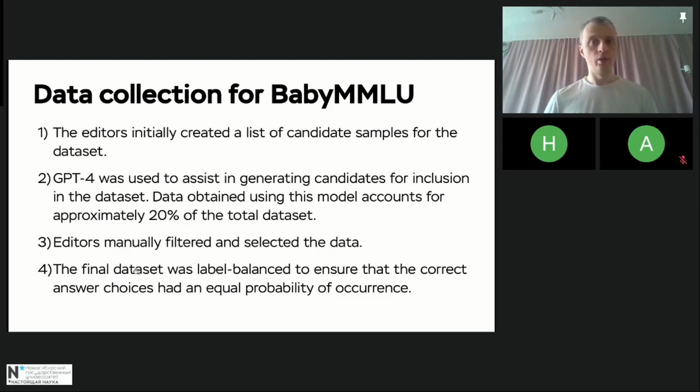On the final step, we balanced labels to ensure that all answer choices had an equal probability of occurrence. It was done to minimize potential bias in model evaluation if someone wants to check it in option-based setup. Actually, it was not important for our setup because we used a cross-entropy based setup, and in this setup it is completely irrelevant the order of answers.